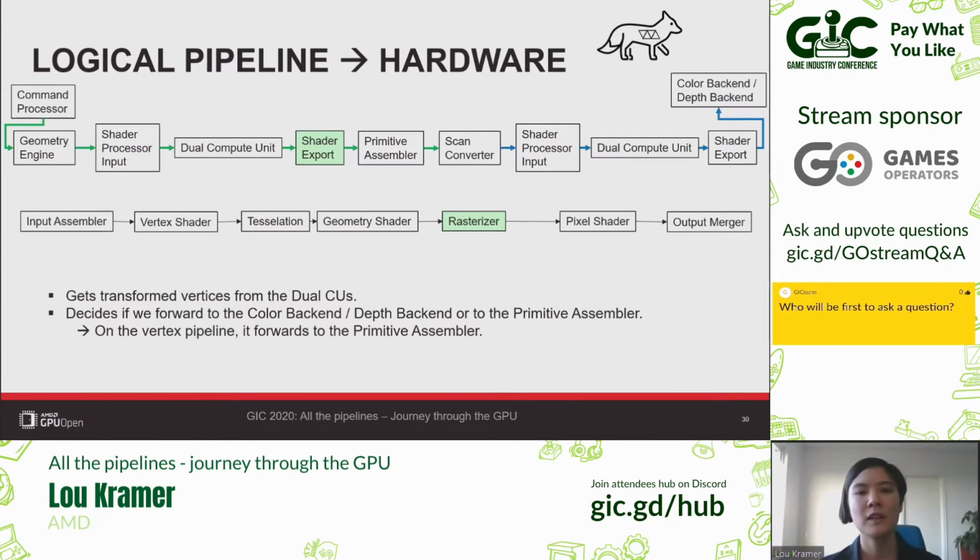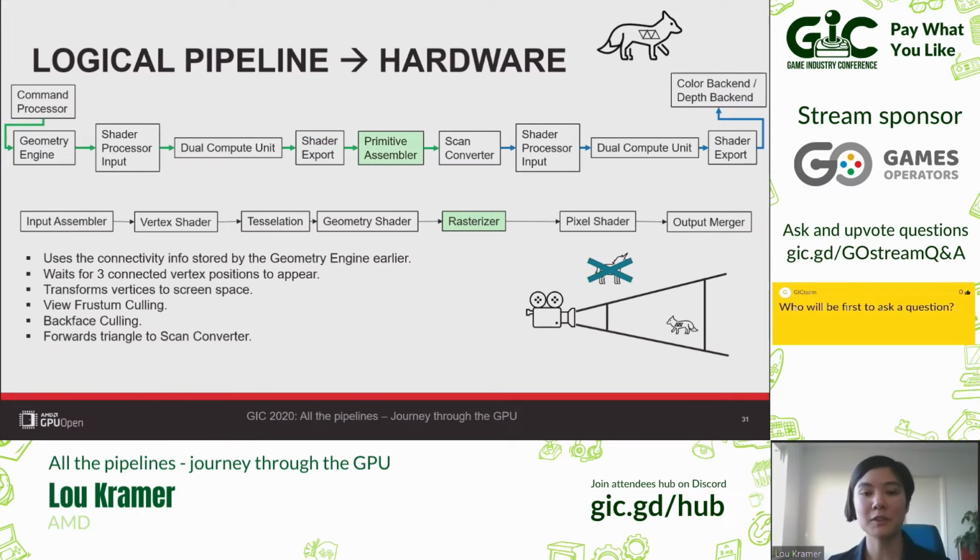It's just the rasterizer. On the hardware pipeline, there are several different stages actually associated with this one logical pipeline stage. And the first one is the shader export. The shader export is also in between the vertex shader and the rasterizer because it gets transformed vertices from the compute units, and then it basically decides if we now need to do the rasterization or if we are already on pixels, so we need to go to the output merger. And on the hardware side, this would be the color and depth backend.